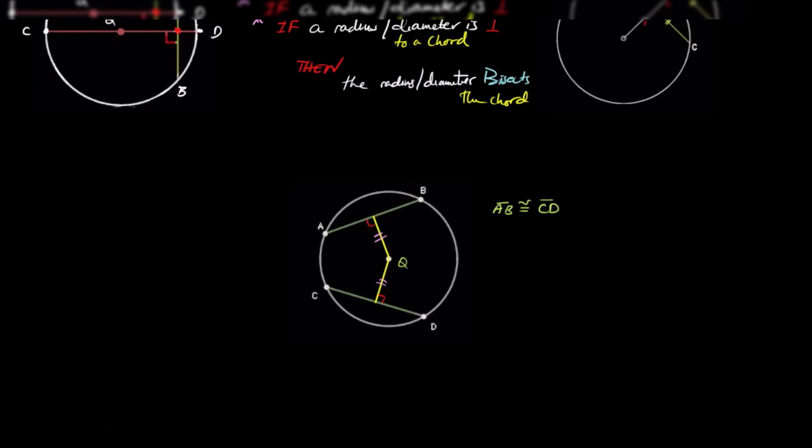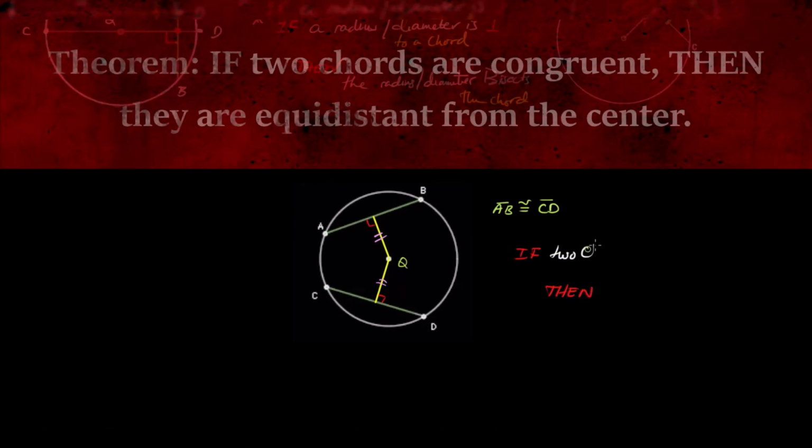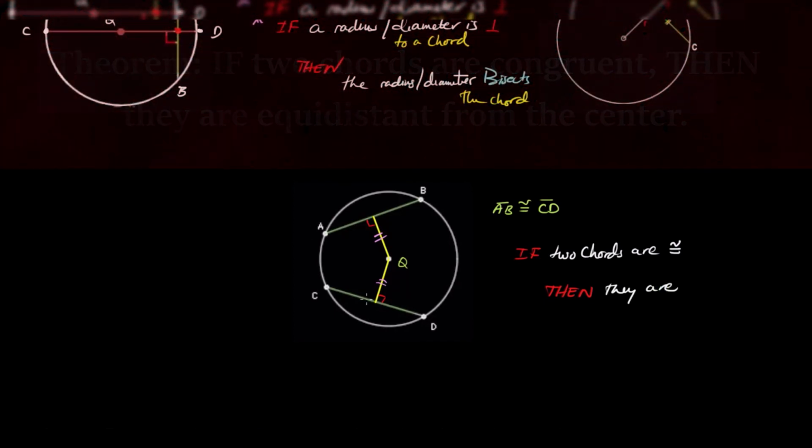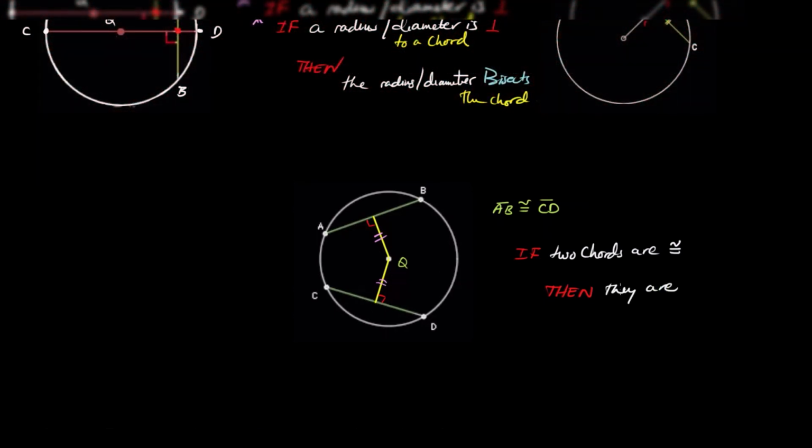So let me write that first, and we shall try to demonstrate that. And it's always nice to think about theorems as conditional if-then statements. If two chords are congruent, then they are equidistant. Now, that's the same way of saying that they're the same distance from the center. Then they are equidistant. That's E-Q-U-I.